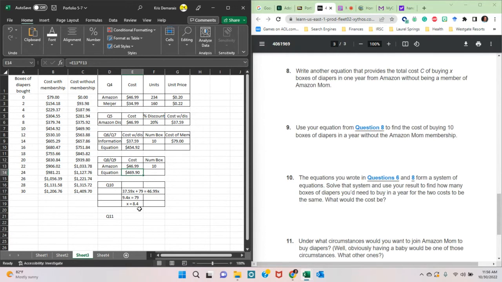8.4 boxes, there's no such thing as taking a little less than half of a box, all right? So at the time at which you purchase the 9th box of diapers, you'll then start saving money for this particular membership. Okay, so now the big question is, would you think that your baby would go through 9 boxes of diapers?